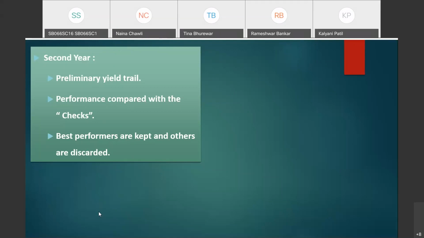Generally the seeds are sown in the field along with the existing varieties, and these existing varieties are called the checks.